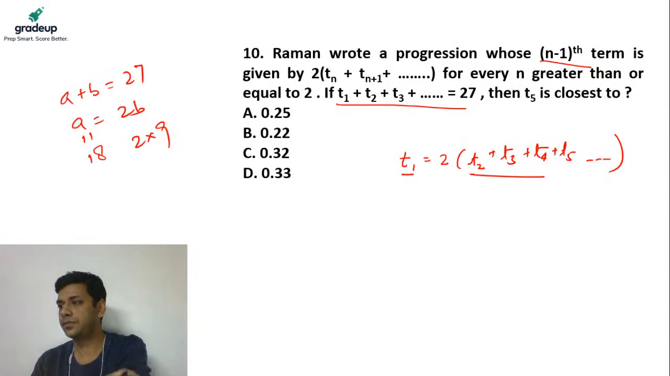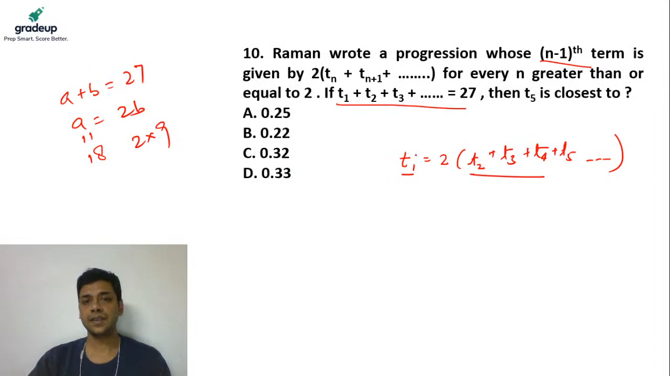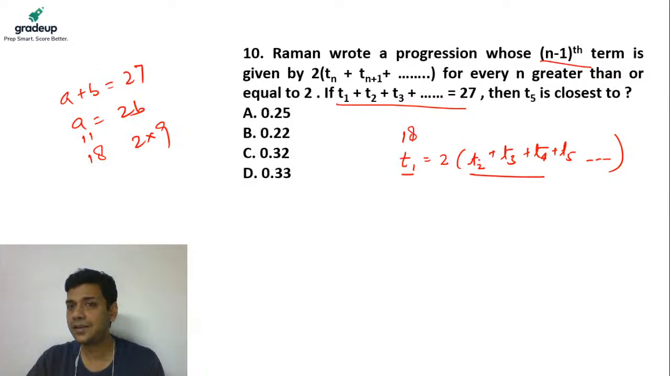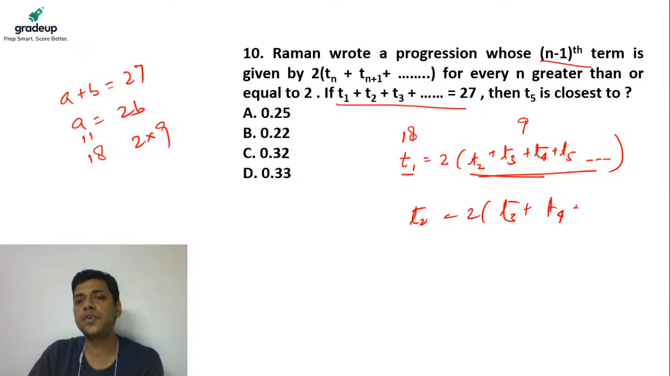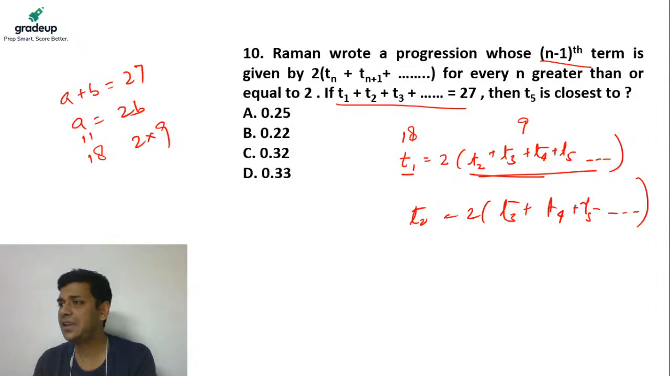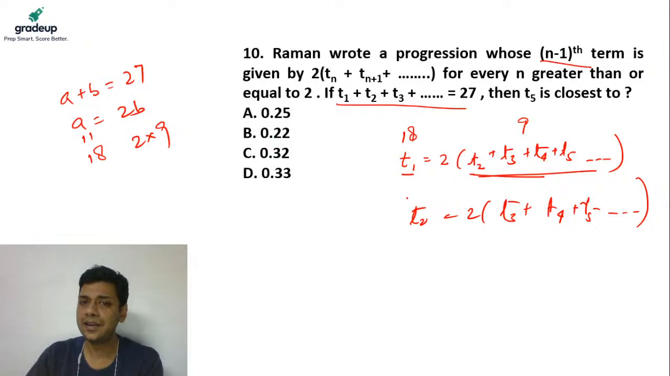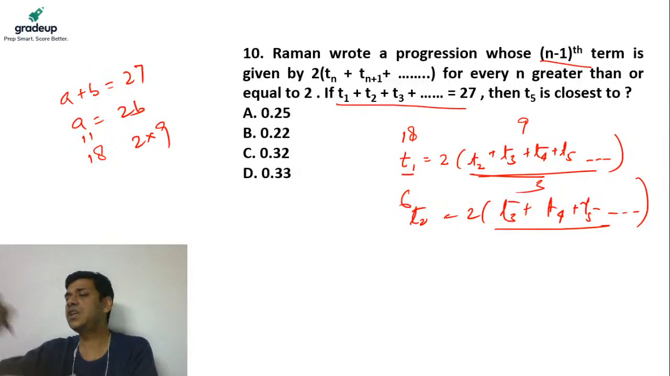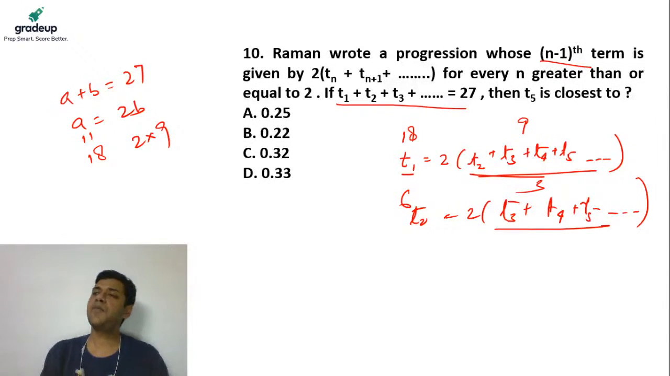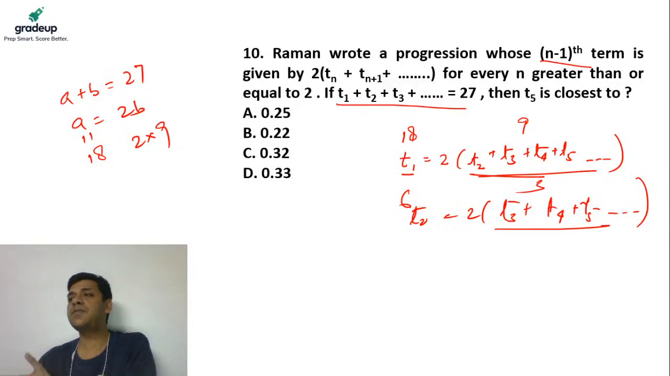Okay, coming to this problem. What's the value of T1? T1 is 18 and T2 onwards every number is 9. Similarly, if you look at T2, T2 is 2 times (T3 plus T4 plus T5 and so on and so forth). Exactly the same way, can I say T2 equal to 6 and all other numbers are 3? Why? Because from T2 onwards, the sum of all the numbers is 9. T2 is twice the sum of all the other numbers.